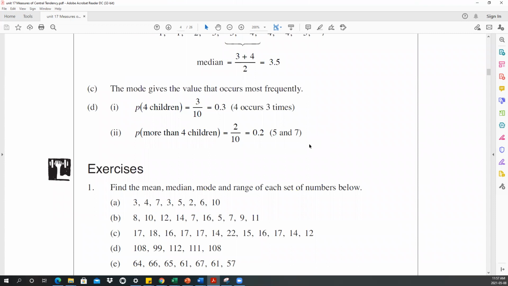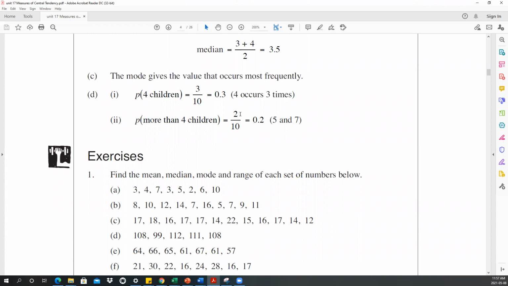So read it over again, but that is the essence of it. That's why they put 2 over 10. And of course, they can represent it as 0.2. For the top one, 3 over 10, of course, 0.3.